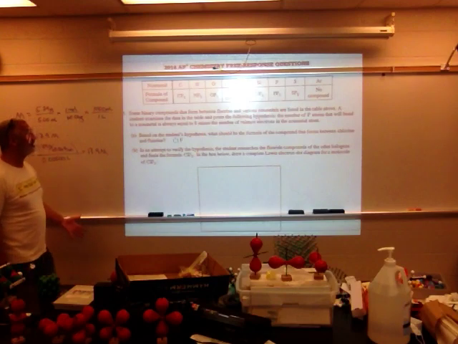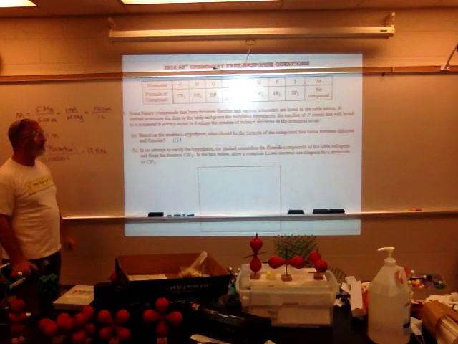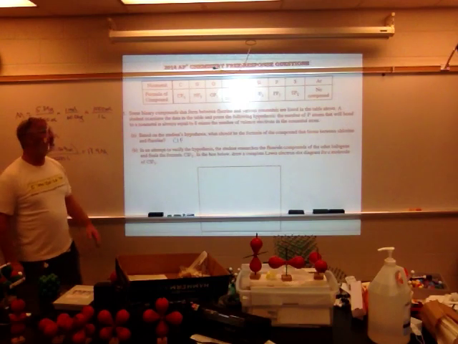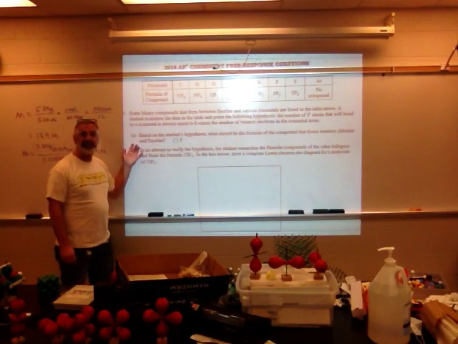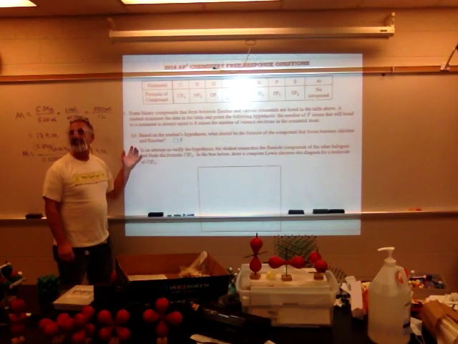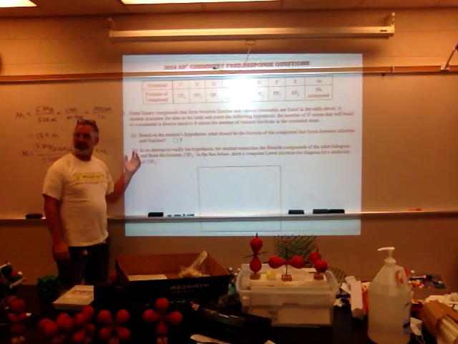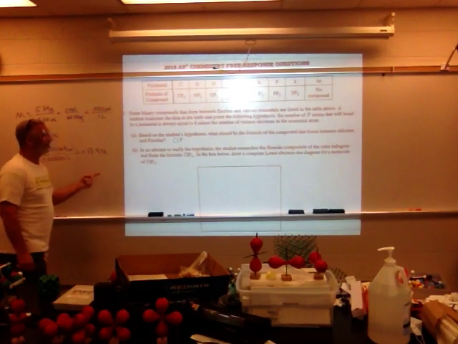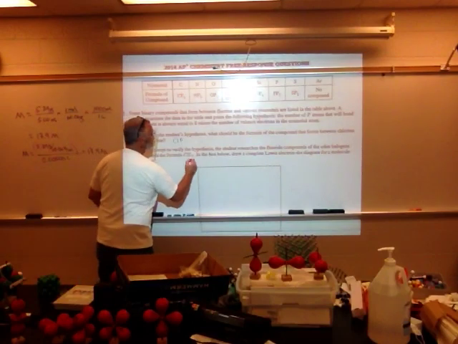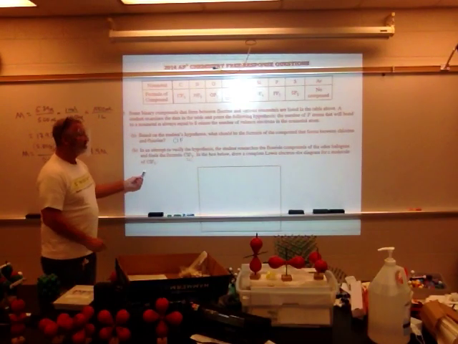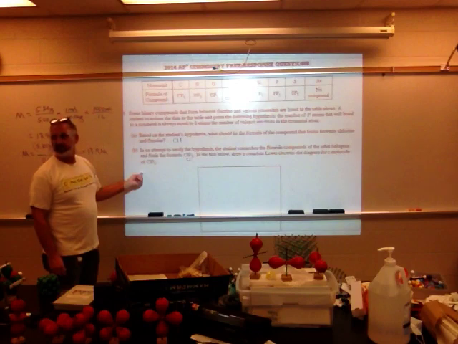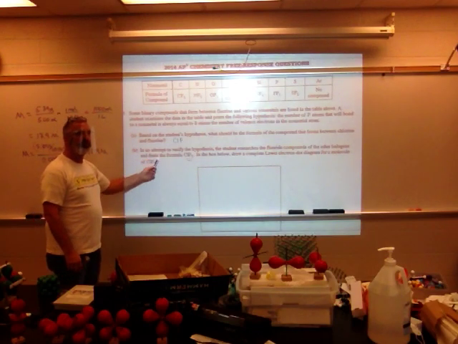In an attempt to verify the hypothesis, the student researches the fluoride compounds of the other halogens and finds the formula ClF3. Now, this is a deal with the new AP test. It's very wordy, okay? But you just have to read through the fluff and get to the important stuff. So it finds the formula ClF3. So this whole question is, draw the Lewis structure for ClF3. All this other junk is just superfluous, distracting information.